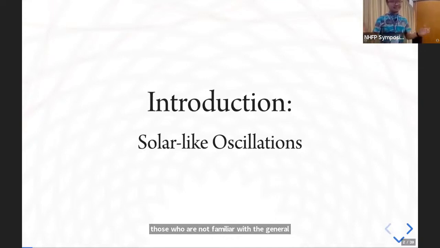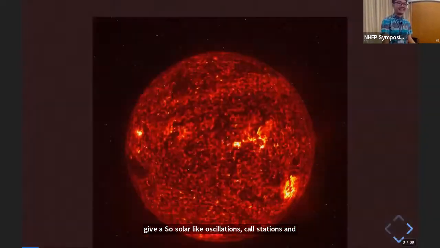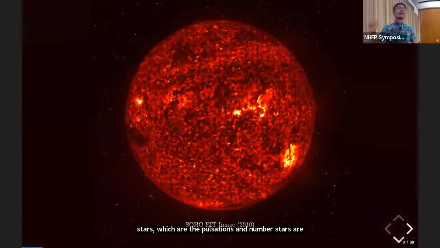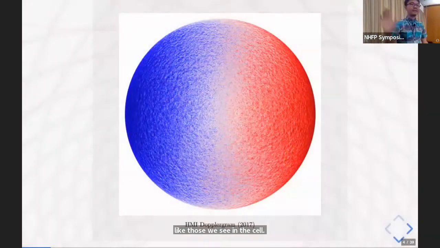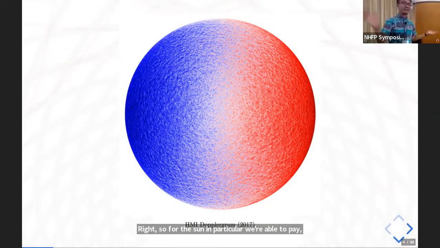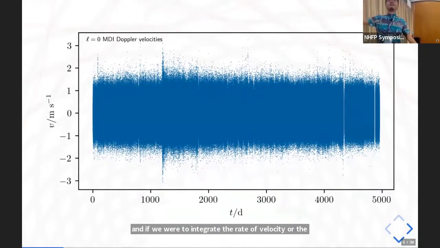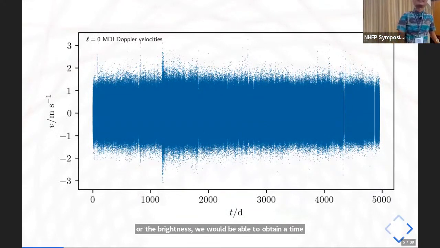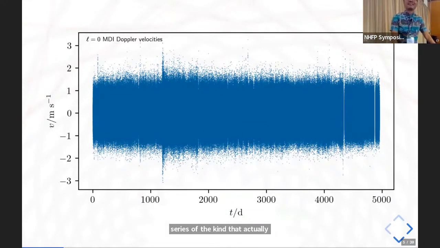Solar-like oscillations are pulsations in stars like those we see in the sun. For the sun in particular, we're able to take images or alternatively radial velocities. If we were to integrate the radial velocity or the brightness of the star over the disk, we would be able to obtain a time series of the kind that I've shown here. That's very much stuff to deal with, and we don't want to deal with all this at once.